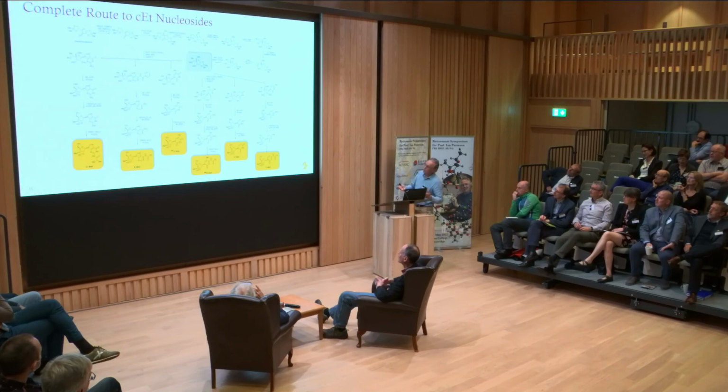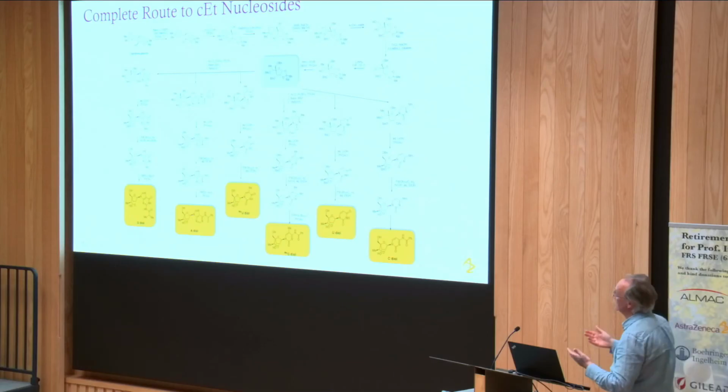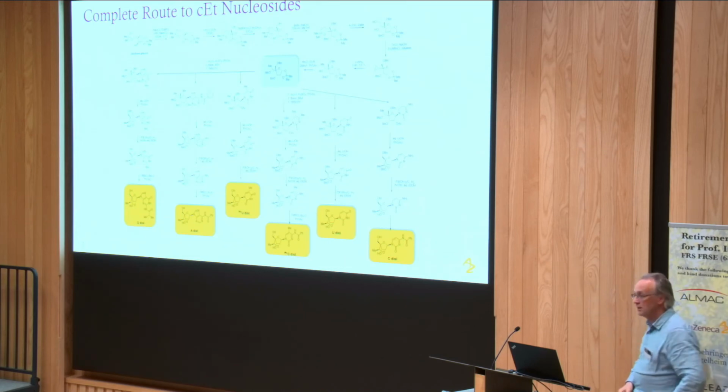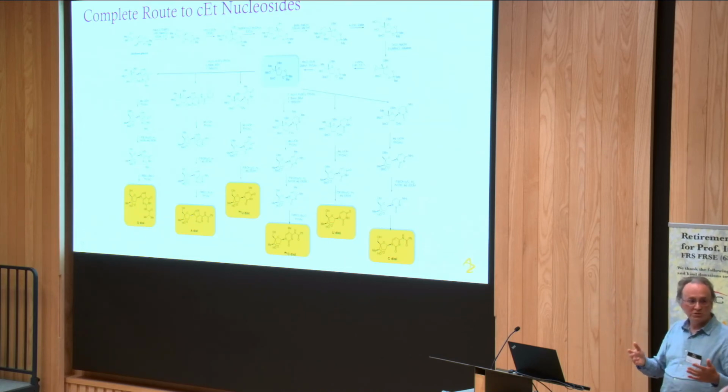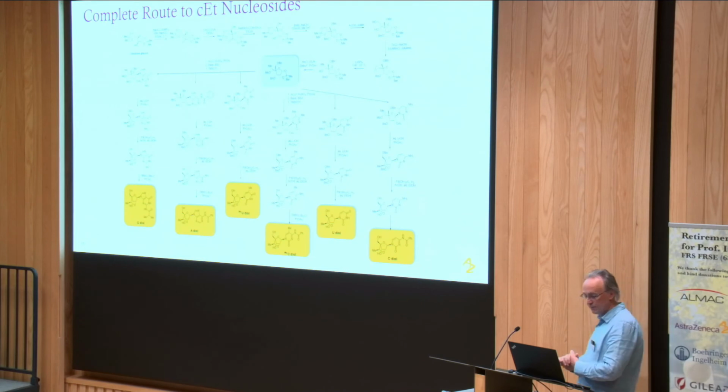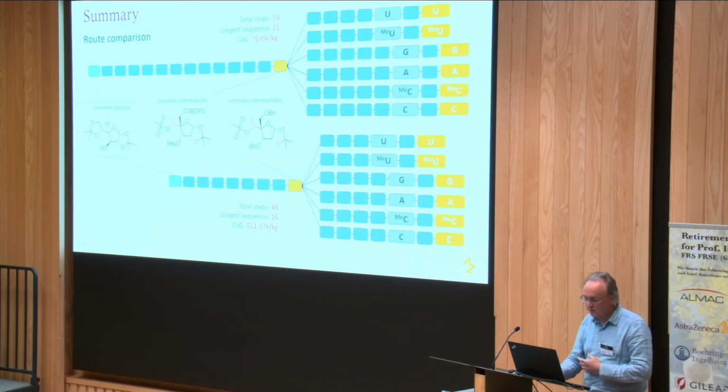And so this is the complete route to the C-et nucleosides, which I won't go through in any detail. But we also played around with the protecting group. So we had this key intermediate, the dibenzyl mesylate, which now offers a nice crystalline intermediate. We can clean it up, and we can take it through to all the phosphoramidites.